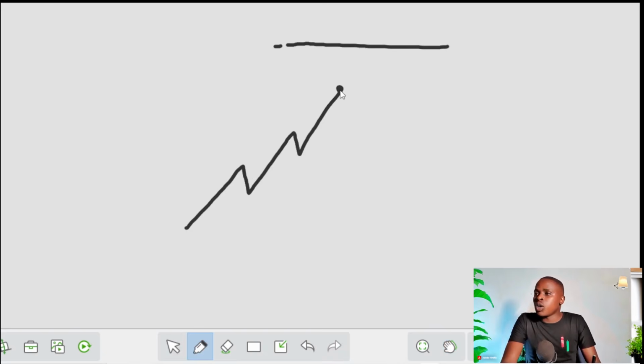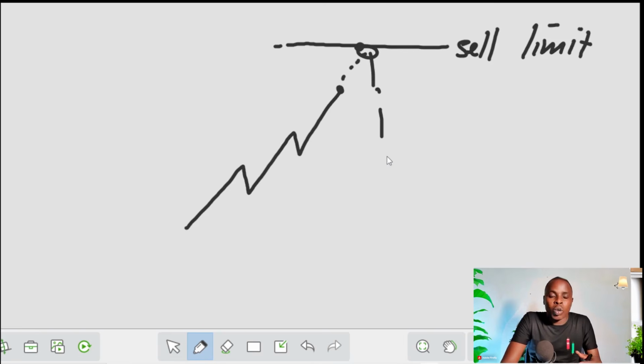So here you want to make sure that if the market goes to this point, you automatically sell. So what you do is you place a sell limit trade here. So if the market goes to the upside to this point, it automatically enters you into a sell trade. That's what a sell limit is all about, right?